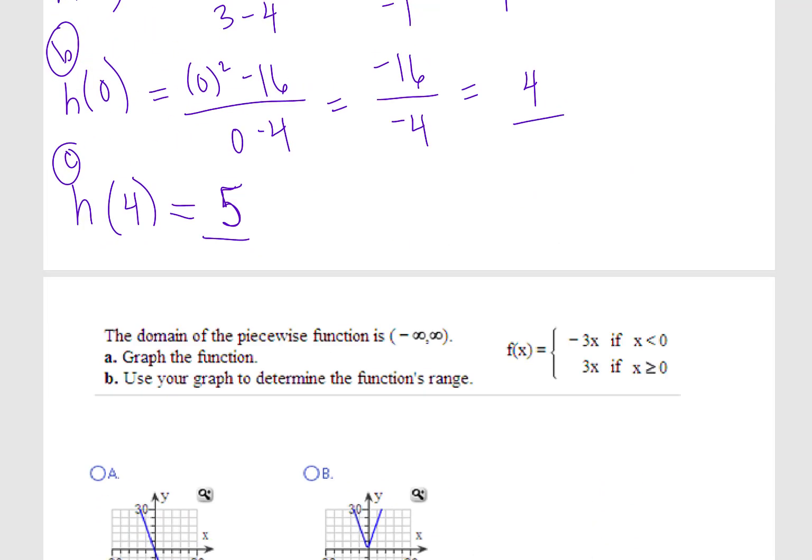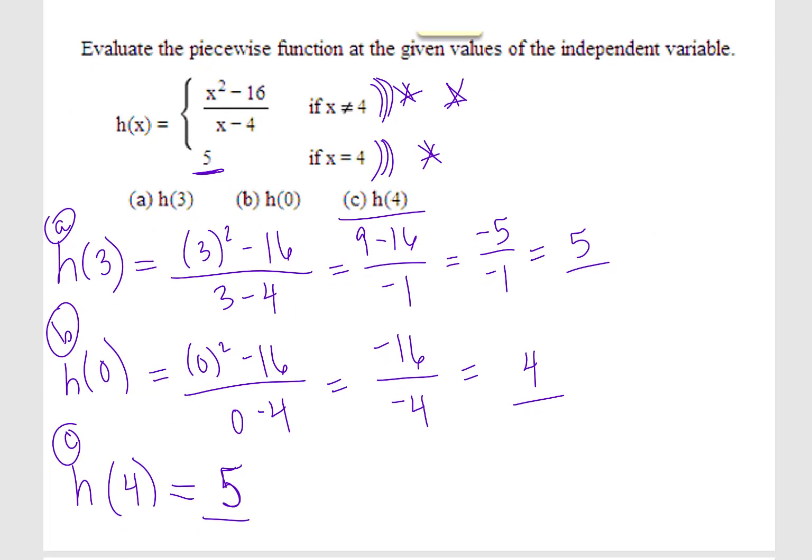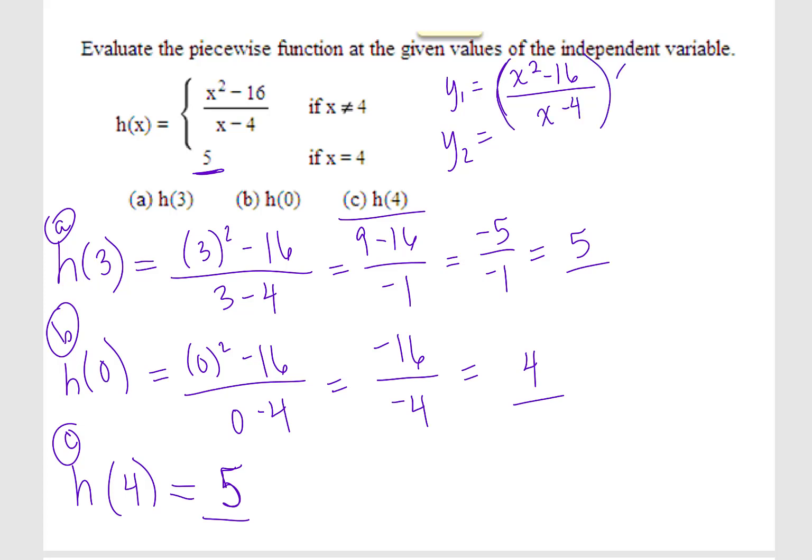Oh, let's go back so I can show you real quick what you would have entered into your calculator. We're about to use the calculator on the next one, that's what just reminded me. So I would put x squared minus 16 over x minus 4, all in parentheses. And then in the second set of parentheses, I would put x does not equal 4. And the calculator will understand, okay, we're going to apply that first function when x does not equal 4.